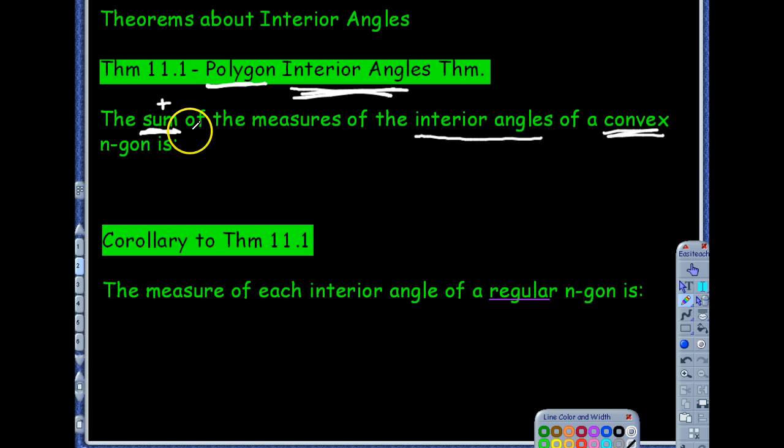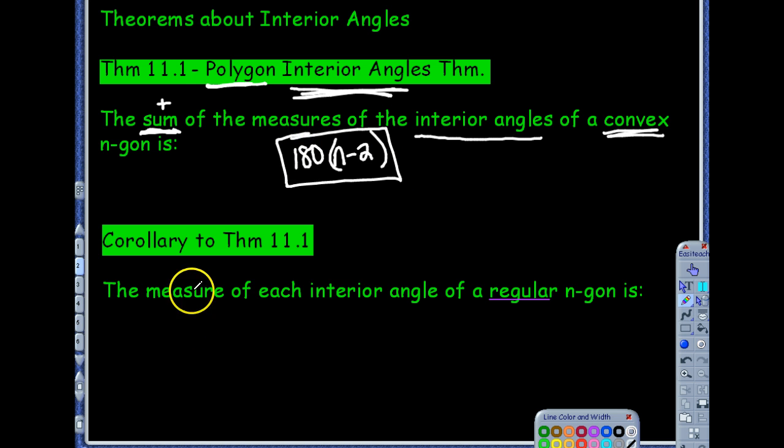All right, so the sum of the measures. When I add up all the interior angles of a convex polygon of any number of sides, we just found that we were going to take 180 times the quantity of n minus 2. And if you write it n minus 2 times 180, it's the same thing as on the last slide. So that gives you the sum of the interior angles. Yes, and that's the important part, the sum of.